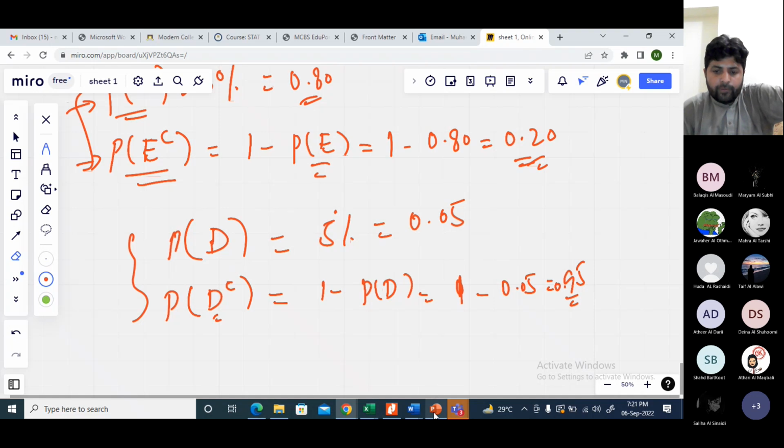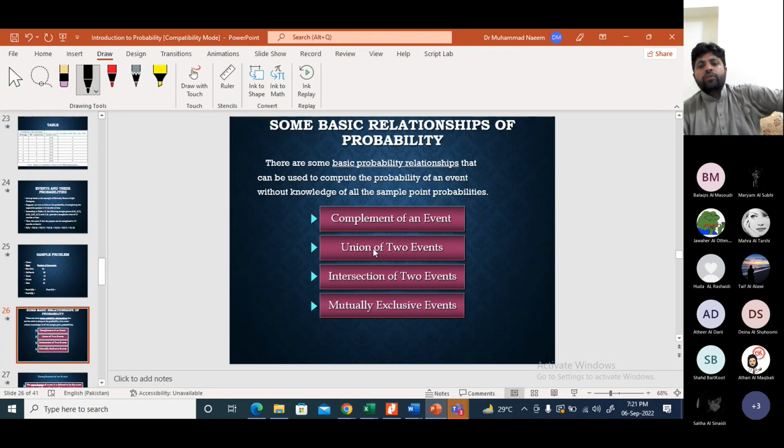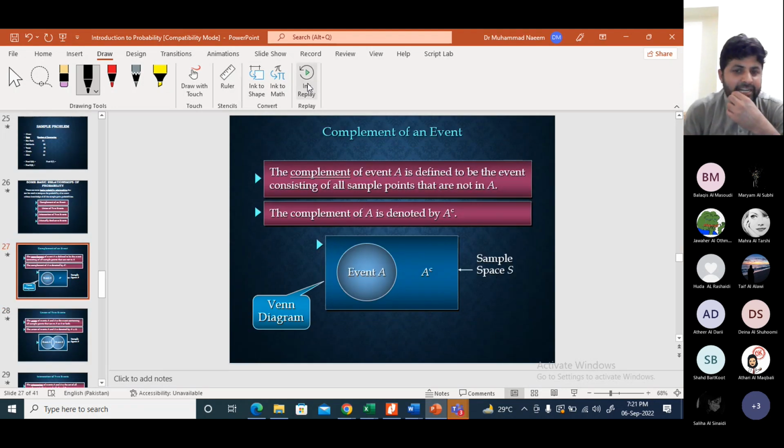So did you get the idea of complement? Yes. Okay. So now we are moving to the idea of unions. I think union is simple. By the Venn diagram, you can easily understand this circle is event A, and the rest of the area is A complement, basically the area other than A.